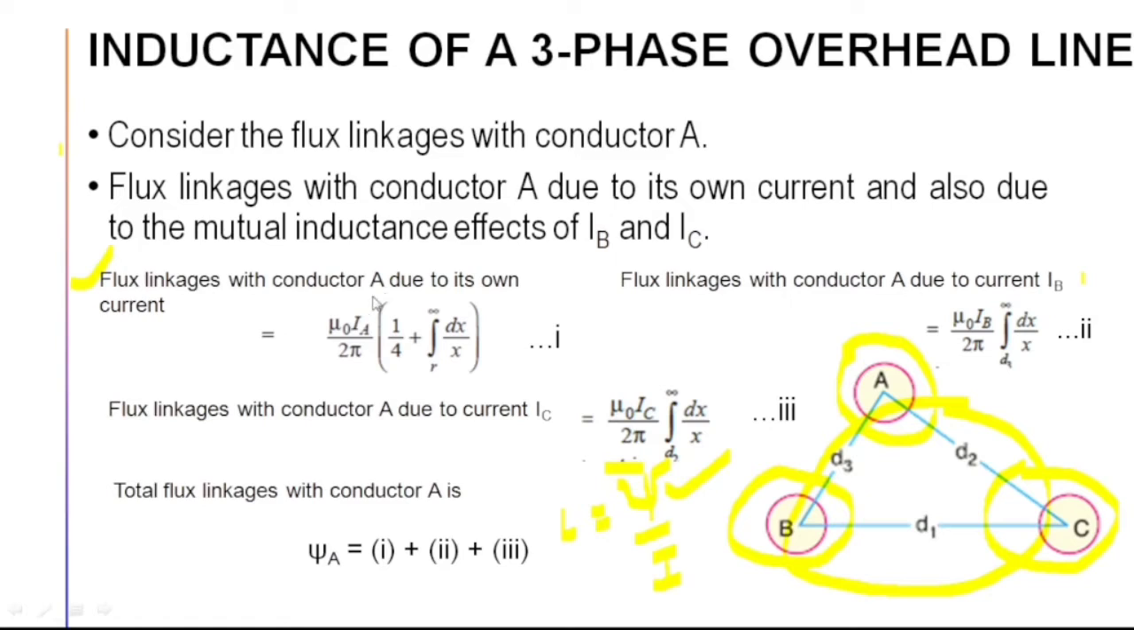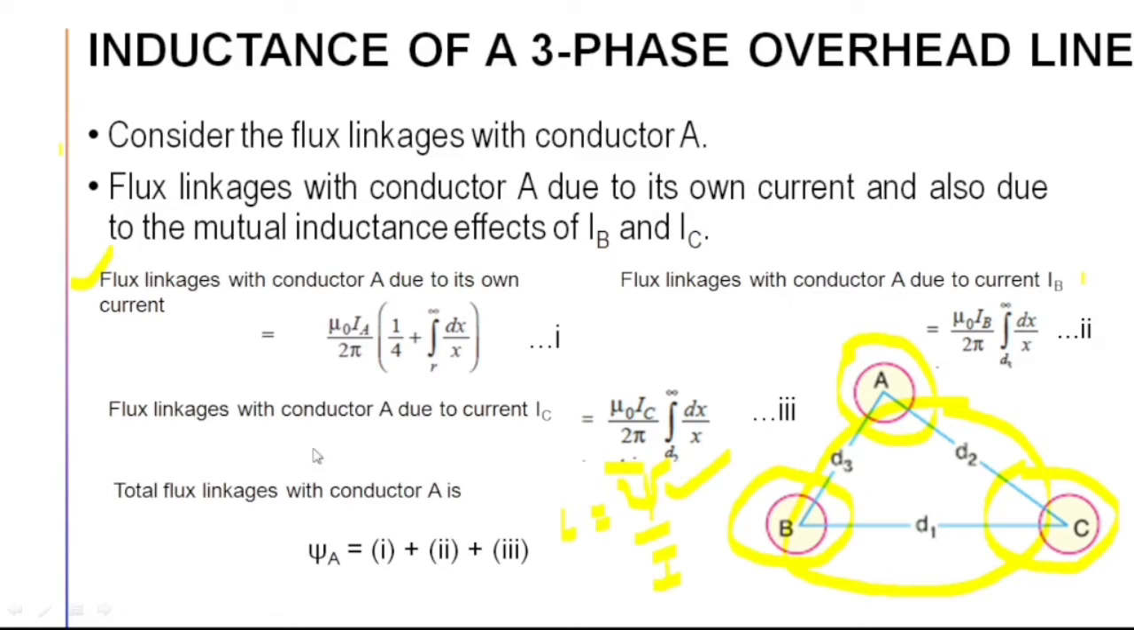The flux linkages with conductor A due to its own current is mu naught IA by 2 pi times 1 by 4 plus integral r to infinity dx by x. Let it be expression number 1. Then the flux linkages with conductor A due to the current IB, because of the mutual inductance effect: the current IB passing through conductor B produces magnetic field lines linked to conductor A, giving flux linkages of mu naught IB by 2 pi integral d3 to infinity dx by x. Let it be expression number 2.